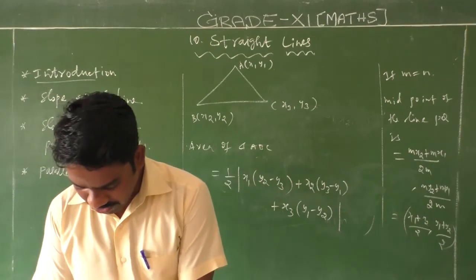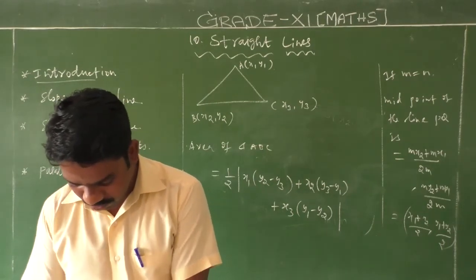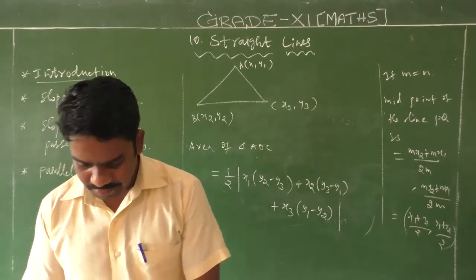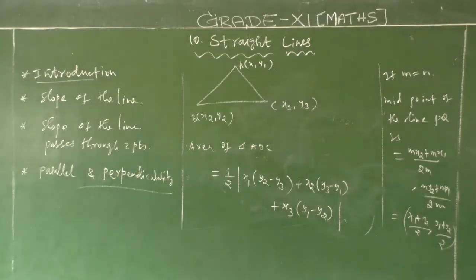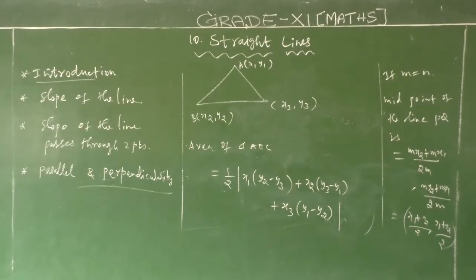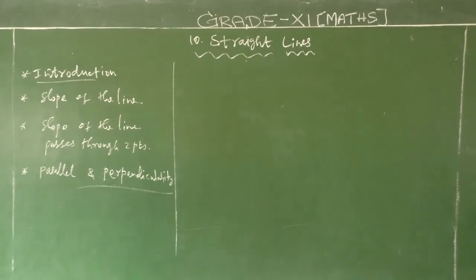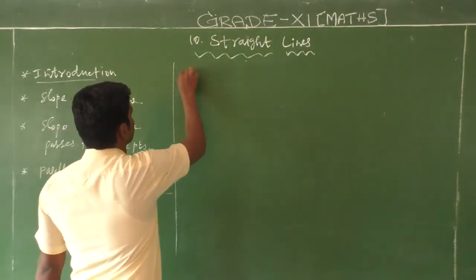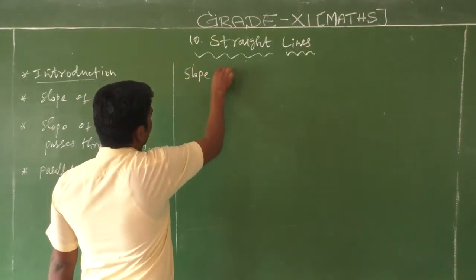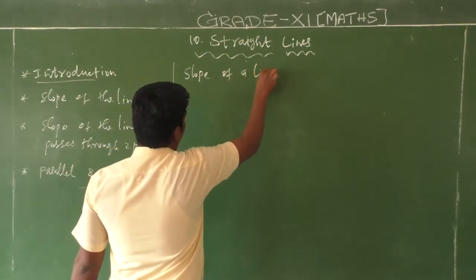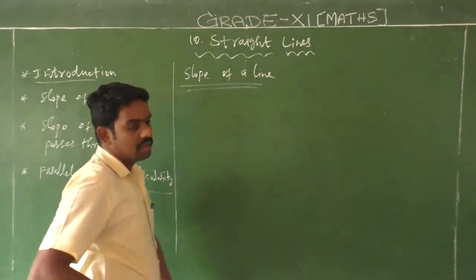Question number 1, 2, 3, 4, 5. Right. Okay, listen. Take the slope of a line.